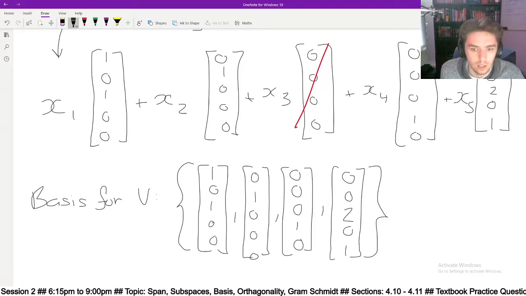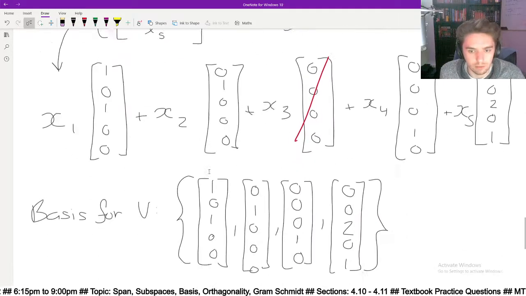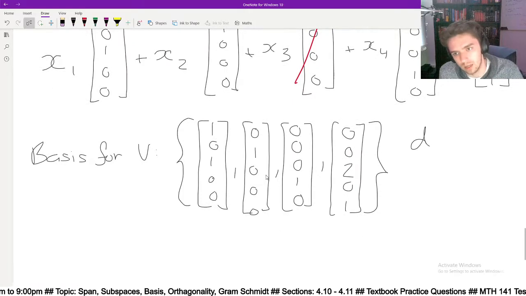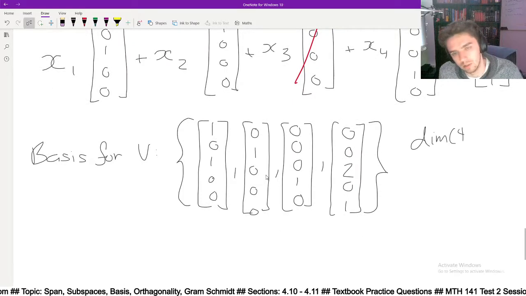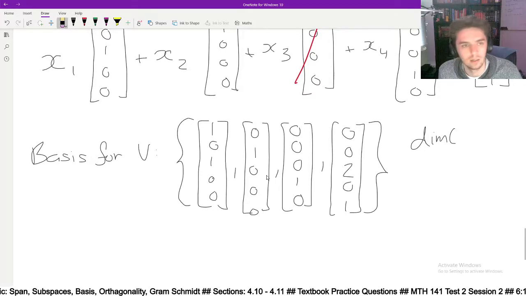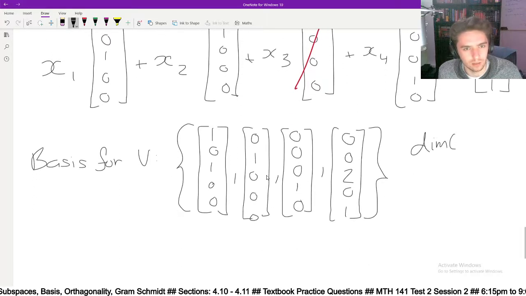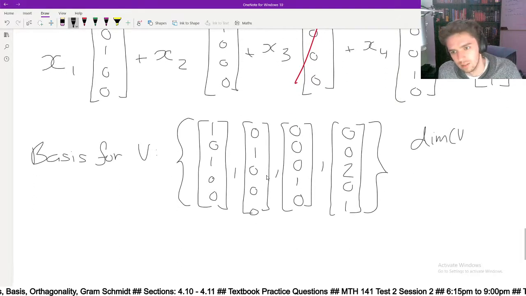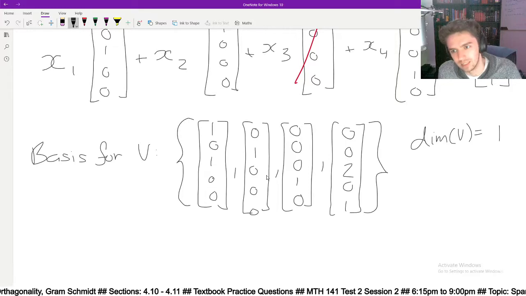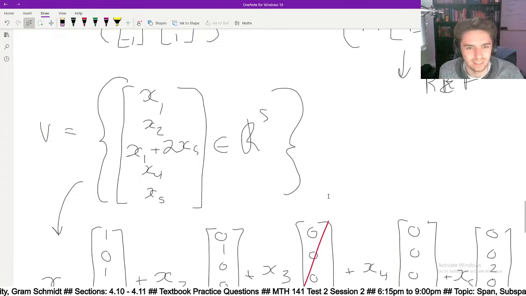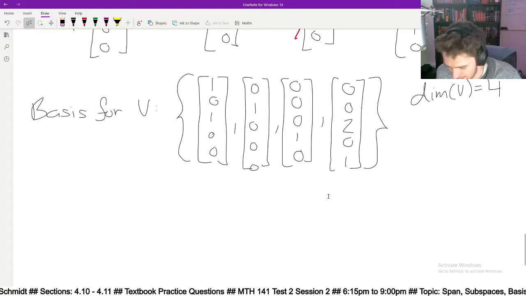Notice that the dimension of V is 4, right? I think my handwriting is a little better with the smaller thing. I don't know if anybody recognizes that my handwriting is better. Let me know. I think it's a little better.